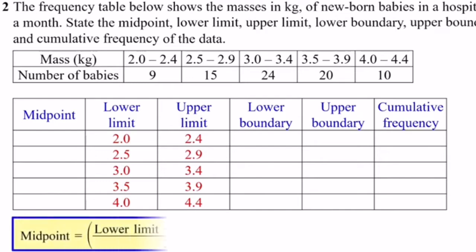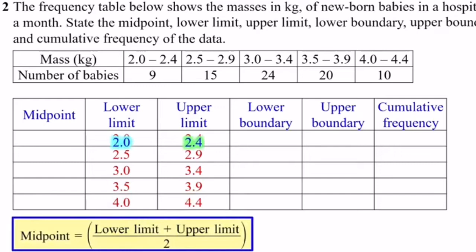Still remember the midpoint is the lower limit plus the upper limit divided by 2. Midpoint is the lower limit 2.0 plus upper limit 2.4 divided by 2. So 2.0 plus 2.4 is 4.4 divided by 2. So we will get midpoint 2.2. That is the first midpoint.